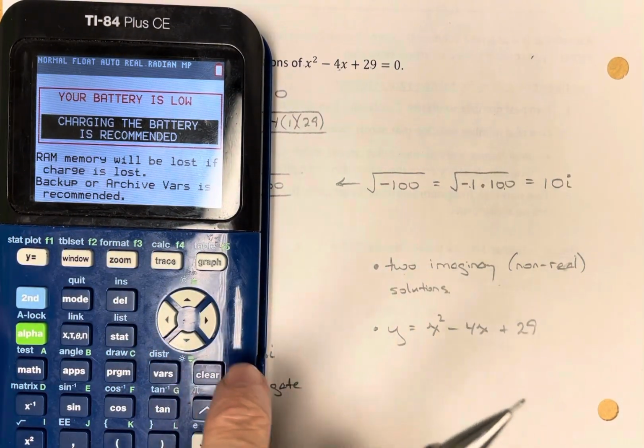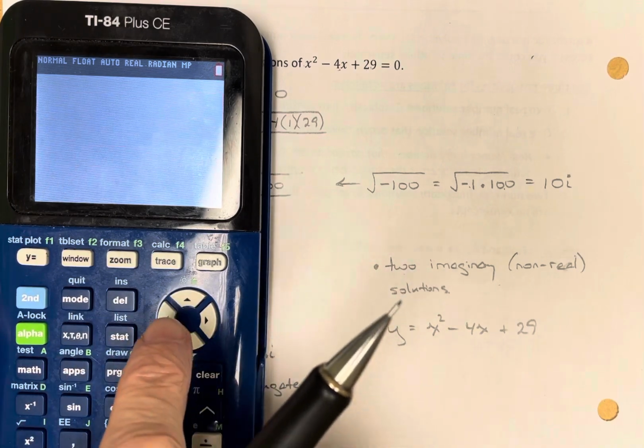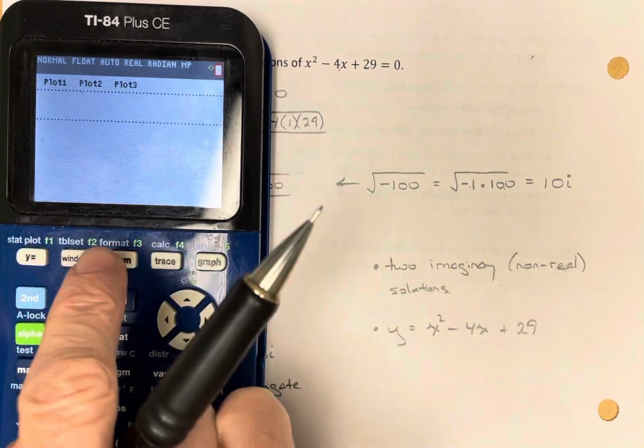Oh, my battery is low. Okay, it recommends I charge it. I'll do that shortly. Hopefully it works for this.